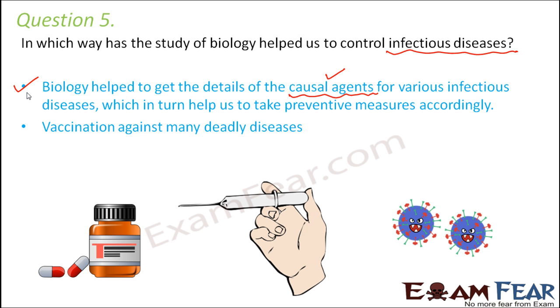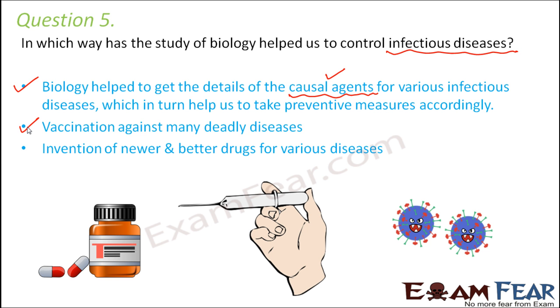Vaccination against many deadly diseases, for example smallpox, tetanus, polio, has decreased them by a large number, and that has been made possible by biology because vaccines were invented. Invention of newer and better drugs for various diseases. Now if you see whatever diseases we have discussed so far, we found 2 diseases for which proper cure is not yet found, that is AIDS and cancer.